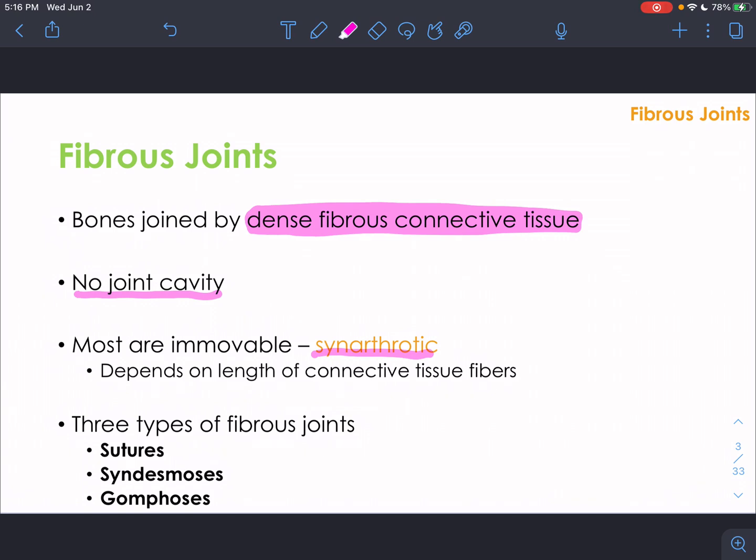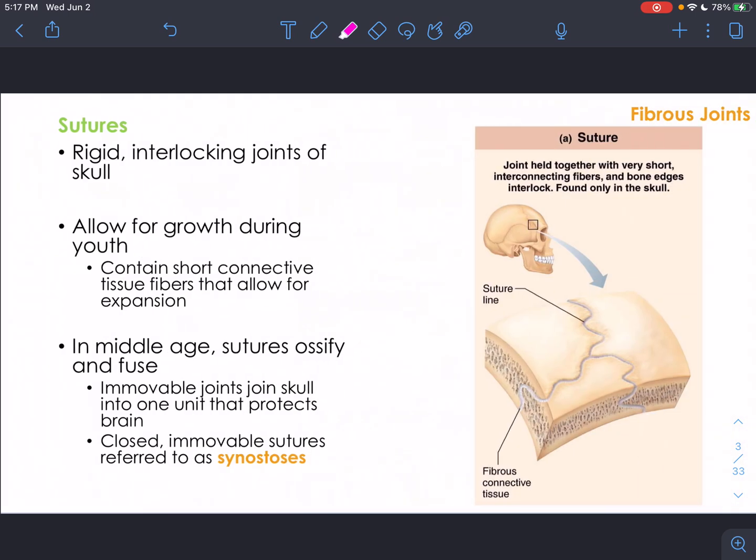Okay, and we can further break down our fibrous joints into three types. We have sutures, syndesmoses, and gomphoses. I don't know how to say those, so I apologize, they're probably wrong. But as long as you can read them and tell me what they are, that's good. All of those are fibrous joints, so let's talk about each one of those three in a little more detail.